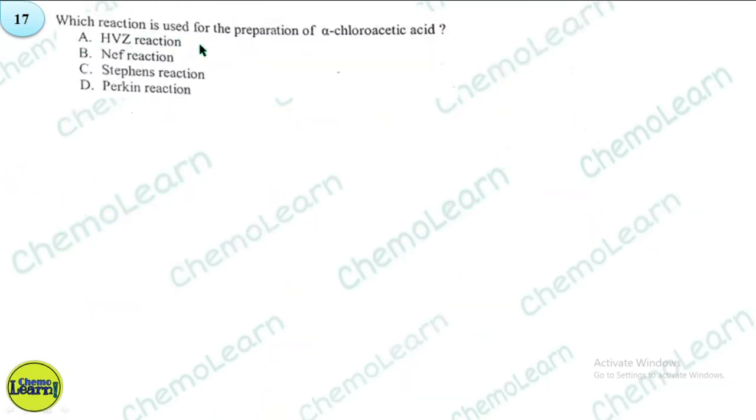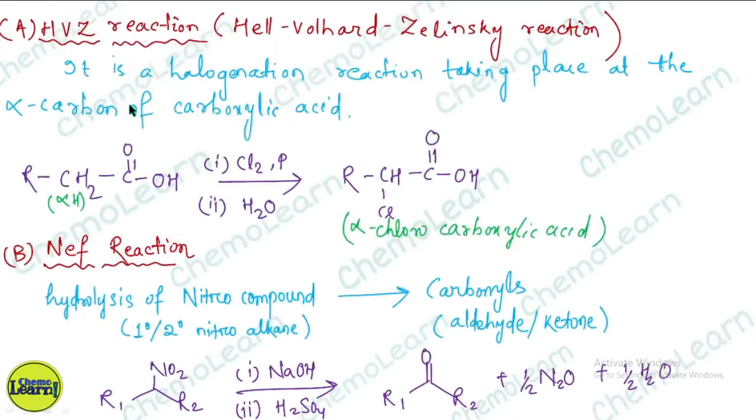Which reaction is used for the preparation of alpha chloroacetic acid? HVZ reaction, Nef reaction, Stephen's reaction or Perkin reaction? This is HVZ reaction, Hell-Volhard-Zelinsky reaction. It is a halogenation reaction taking place at the alpha carbon of carboxylic acid.